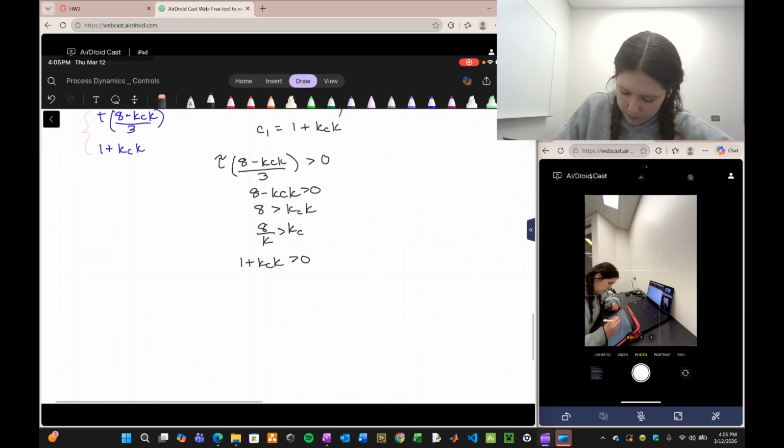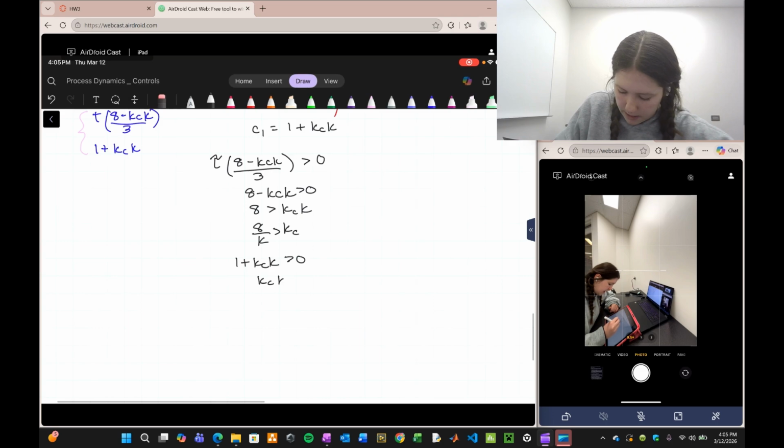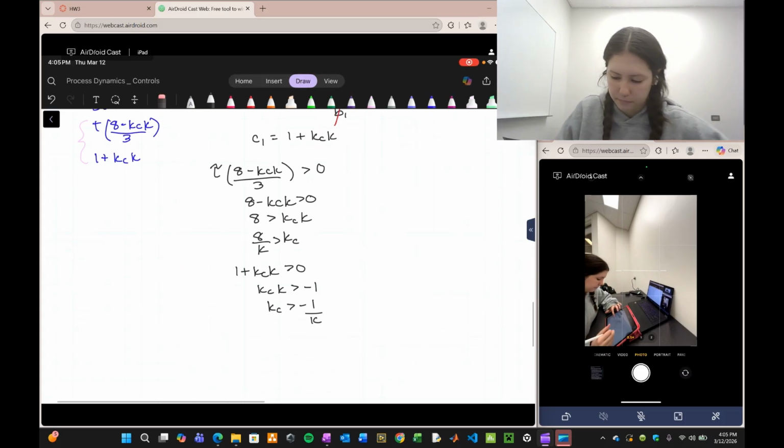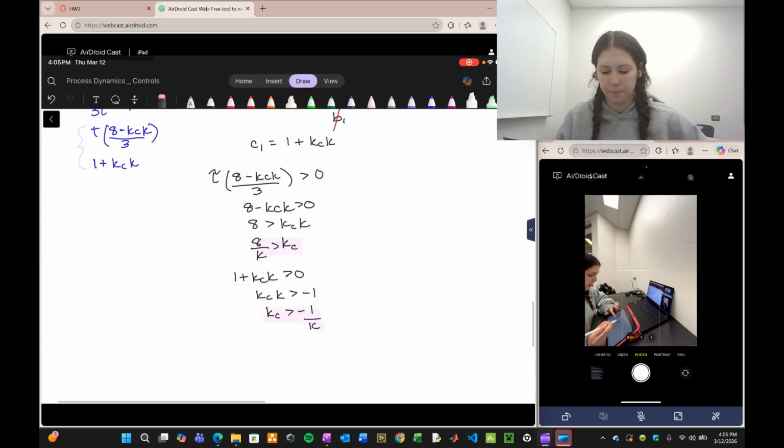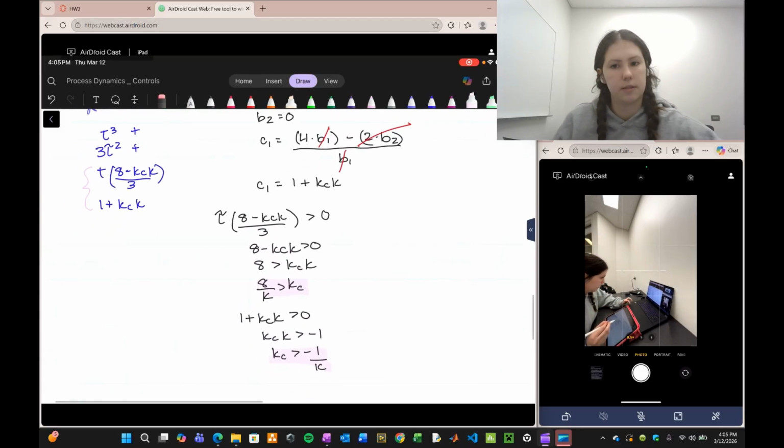So if we subtract 1, k·kc must be greater than -1, so kc must be greater than -1 over k. So we have these bounds right here, and now we can move on to Colab and plot this out.